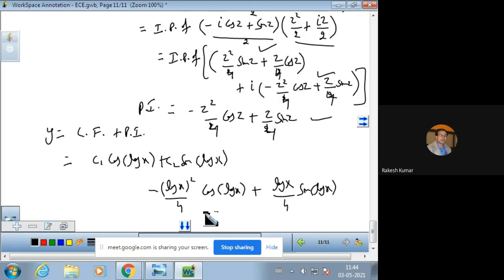So this is all about the method of Cauchy's homogeneous linear differential equation, and we shall continue tomorrow with the next method, that is Legendre's linear differential equation. So I stop here.